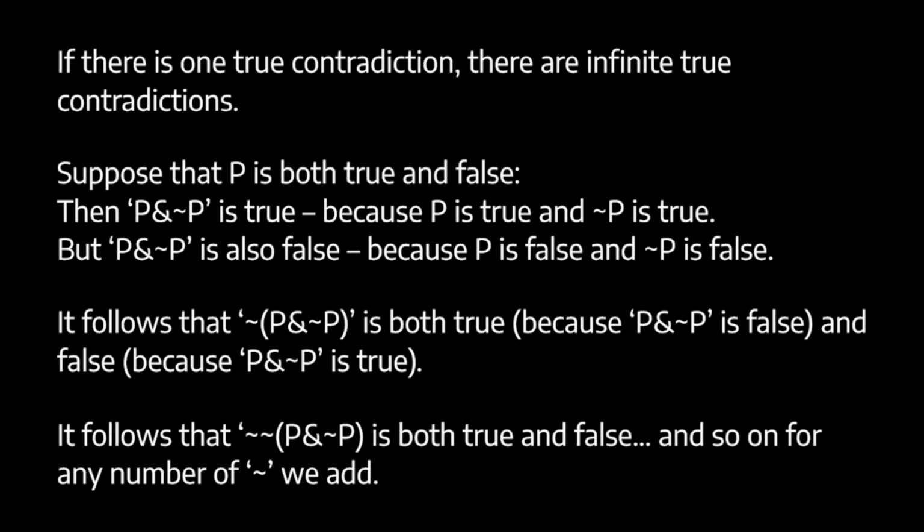But then it's going to follow from that that not P and not P is both true and false as well. And from that, it will follow that not P and not P and not P is both true and false, and so on, no matter how many negations we add. So from one true contradiction, if we have a proposition that's both true and false, we can get an infinite number of true contradictions. Obviously in this sort of example, we can see that this infinite sequence of contradictions is in some sense dependent on the initial contradiction. If you were to remove the fact that P is a true contradiction, then you remove all of the other contradictions that follow.